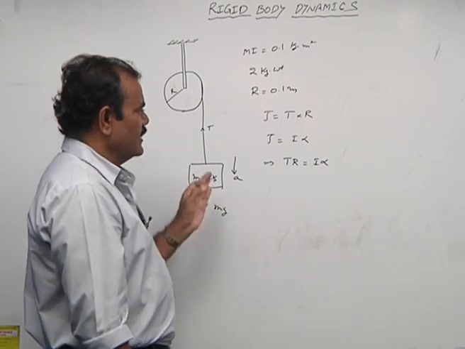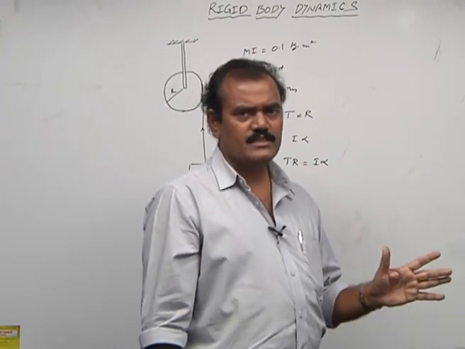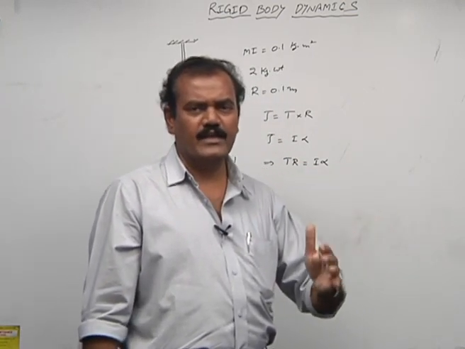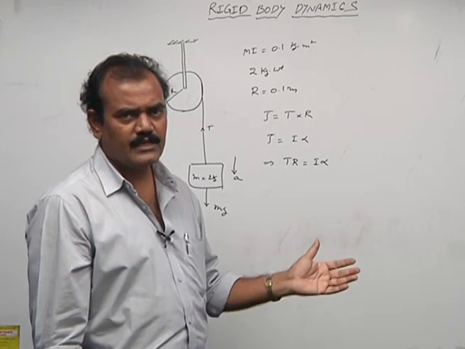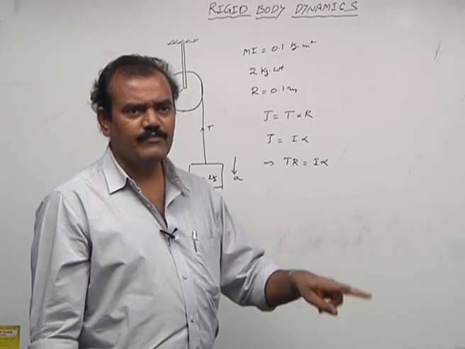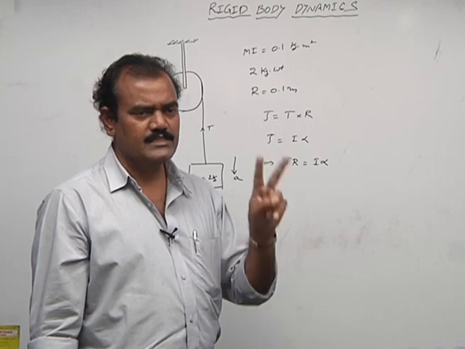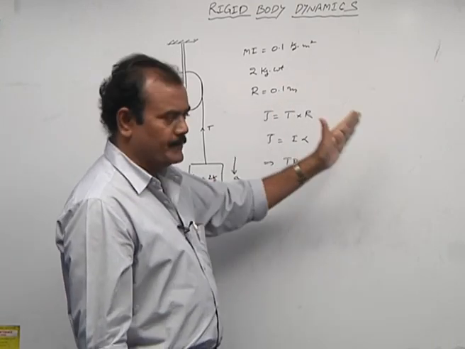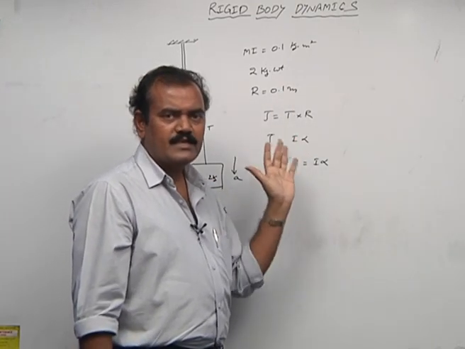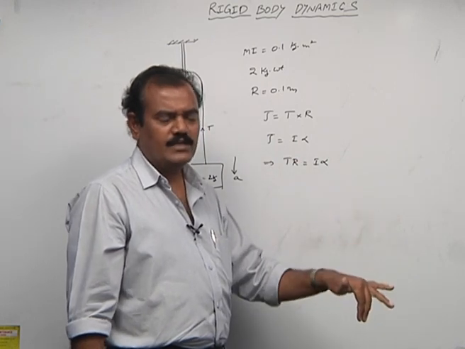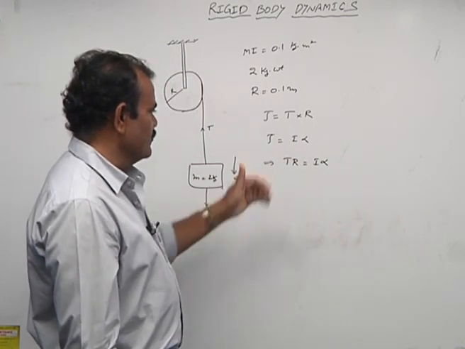As I already told you, the majority of problems in torque, parallel axis, perpendicular axis and moment of inertia are based on equating two steps only. One is torque is equal to force into perpendicular distance, and the second one is torque is equal to I alpha. This is also one of such models.